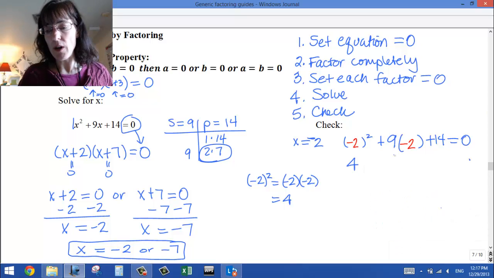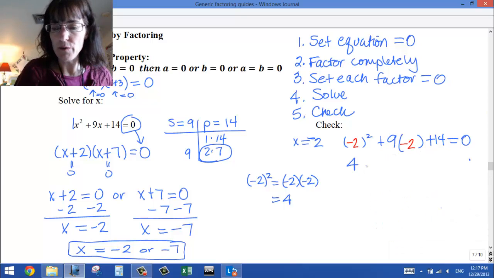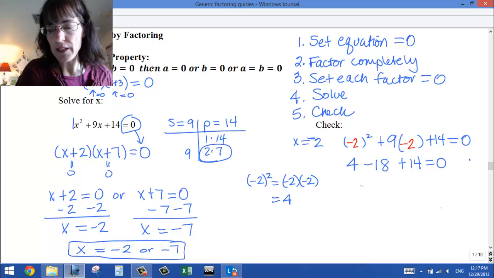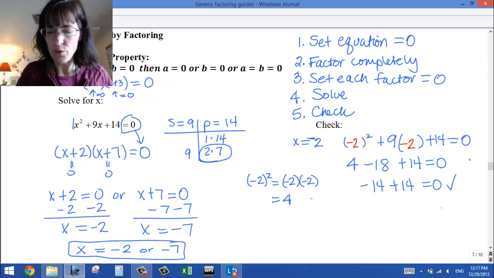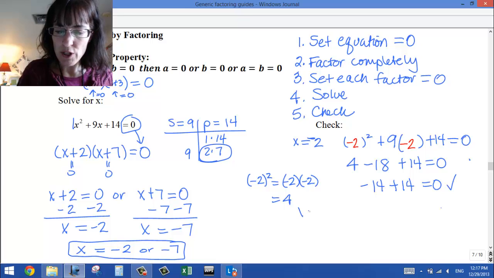Then I'll do 9 times negative 2, so that's a negative 18 plus 14 equals 0. So 4 minus 18 gives me negative 14 plus 14 equals 0. So that works out. I got 0 equals 0. That means that -2 is a good number for us. Then I'll check the -7.